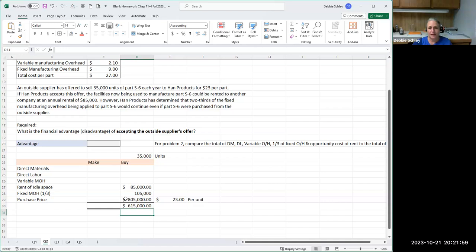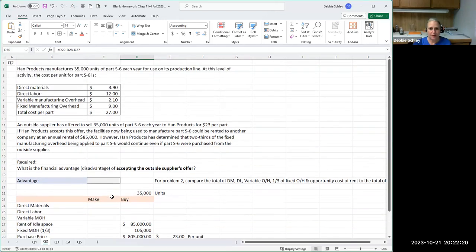Okay, again, that's because here's our purchase price. This is an expense that's going to go away, and this is the revenue we'll get from renting the idle place. So that counteracts part of our purchase price. And so that's why our total cost for buying is going to be this.